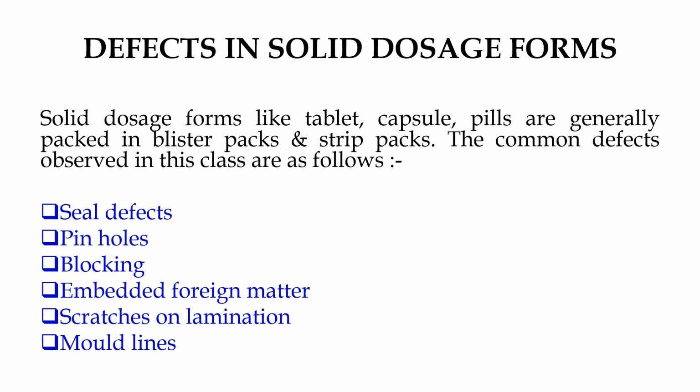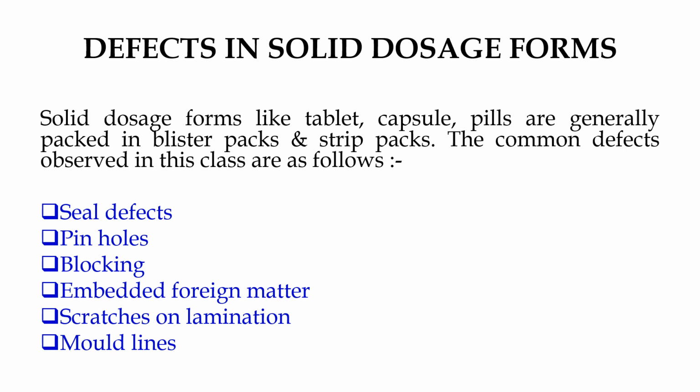Since each type of dosage form has different packaging, depending on the requirements, the availability, and many other factors, let us first discuss the solid dosage forms. Solid dosage forms like tablets, capsules, and pills are generally packed in blister packs and strip packs. The most common defects observed in this class are as follows, like seal defects.